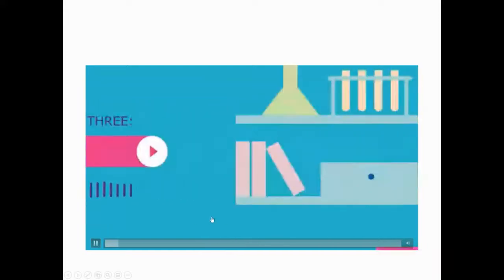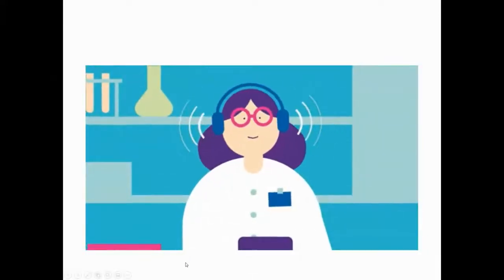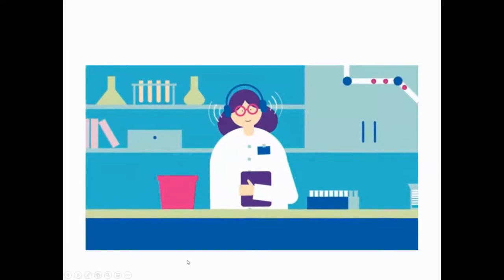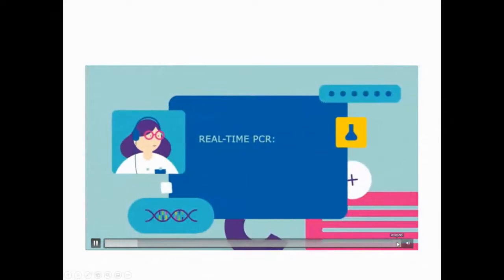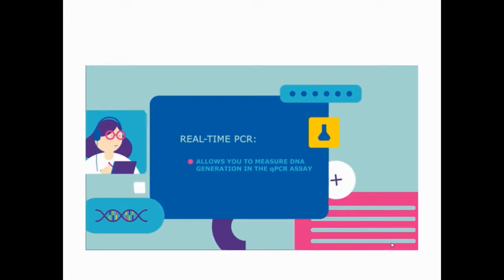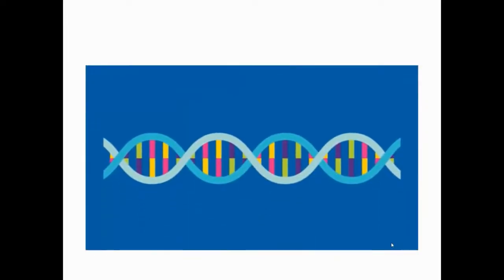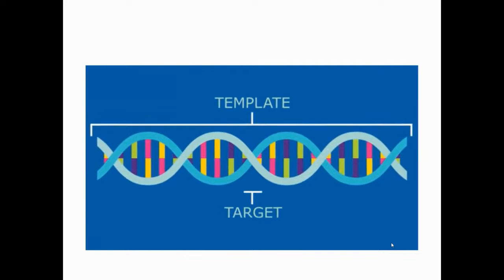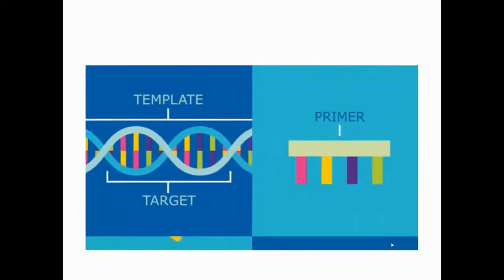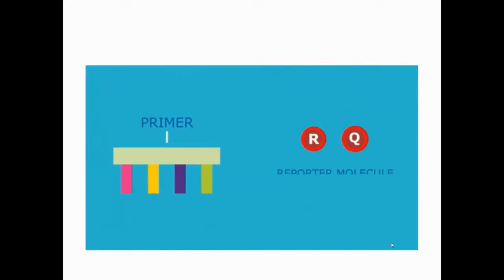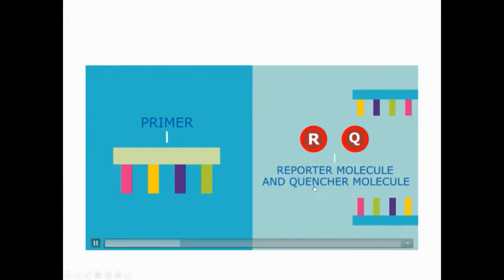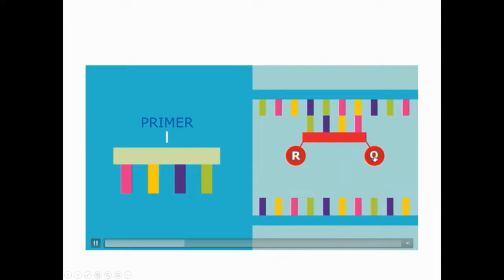Probe-based qPCR. Real-time PCR, also known as quantitative PCR or qPCR, determines the actual amount of PCR product present at a given cycle. By using a fluorescent reporter in the PCR reaction, this process allows you to measure DNA generation in the qPCR assay. In a probe-based qPCR reaction, you have your template, which contains the target sequence you are interested in. You also need primers, dNTPs, and DNA polymerase of your choosing. In addition, you will need a probe labeled with both a reporter molecule and a quencher molecule. Typically, probes are sold as separate, custom products because they are specific to the target sequence.